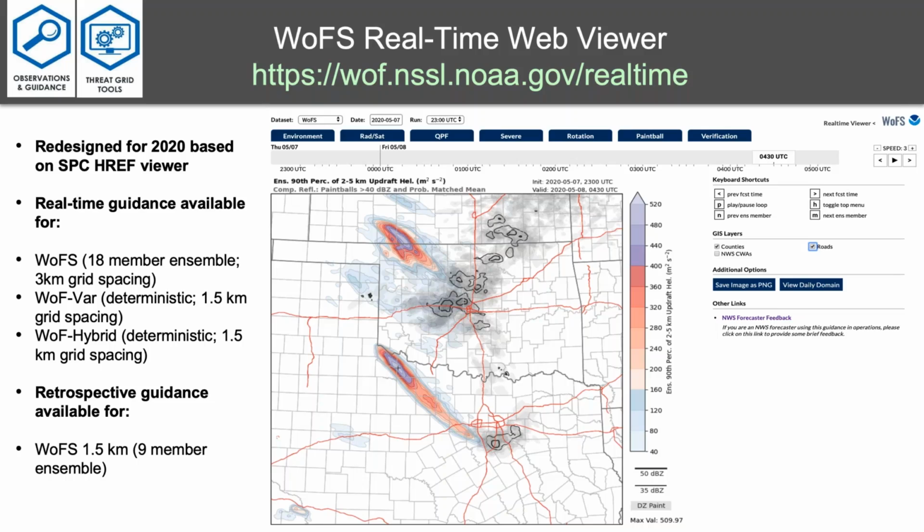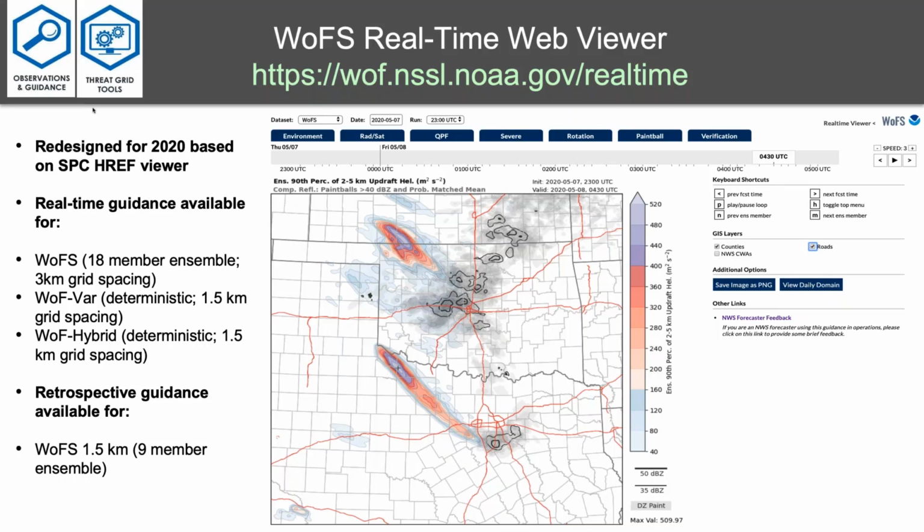I'll mention in the upper left corner, you can see there's this dataset tab. We're actually running not just the Warn-on-Forecast system, that's the primary system that we're running to provide real-time guidance, but we also are running 2 deterministic models with 1.5 kilometer grid spacing. These are initialized in different ways. One's done using variational data assimilation, and one's doing a hybrid of variational and the ensemble-based data assimilation that WoFS uses. This is more of a research project, because we want to know how do we best optimally assimilate the data to produce a usable forecast. But you do have these 2 deterministic members with very high resolution that are available in real time alongside WoFS.